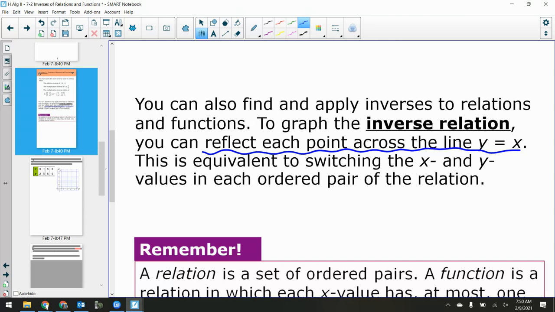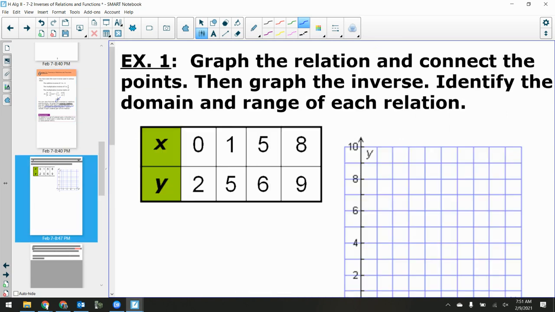Okay, where is the line y equals x? Remember that the line y equals x is basically a diagonal line running through the coordinate plane. Here is the line y equals x. So if I reflect across that line, that's actually going to give me the inverse of that relation. Every x value is becoming a y value. Every y value is becoming an x value. It's flipping everything.